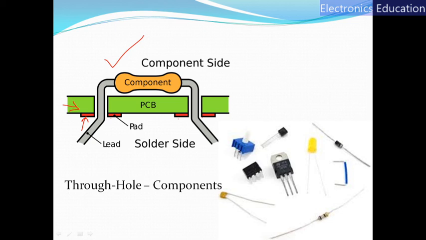Examples: this is a potentiometer, this is a transistor, this is a very familiar package we know. Such a package we can use for IC LM7805, which is a voltage regulator IC. Here an op-amp IC type of package is given, a capacitor is given, a resistor is given, a diode is given, we have an LED, we have a jumper wire. So all these components are known as through hole components.